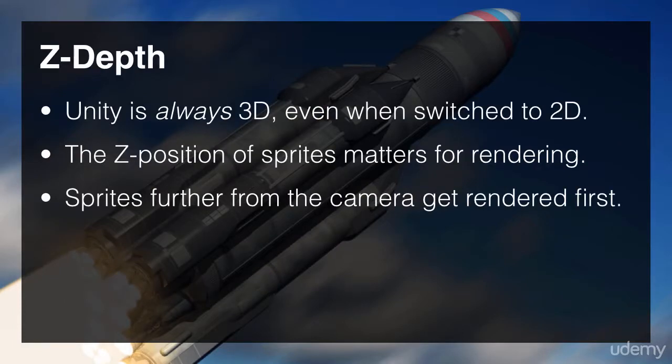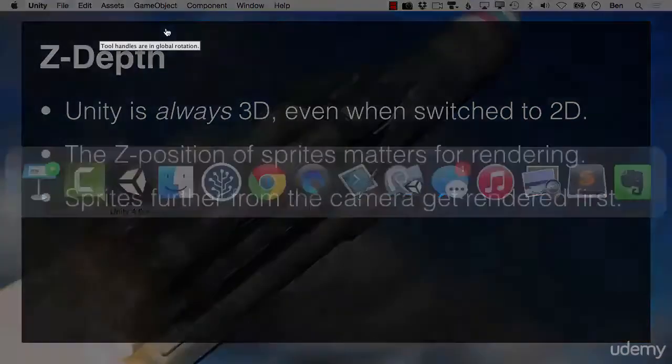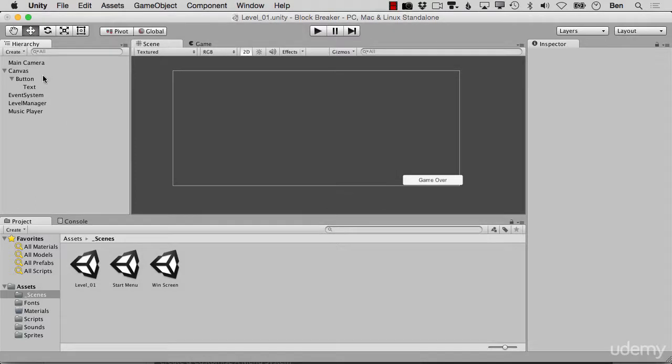So what is Z depth? Well, Unity is always a 3D engine, even when switched to 2D. The Z position of sprites matters for rendering, even when you're in a 2D mode like we are with this game. And sprites further from the camera get rendered first, and then the sprites nearer to the camera get rendered after that. So let's just quickly look at Unity and just look at where I'm talking about with the Z depth.